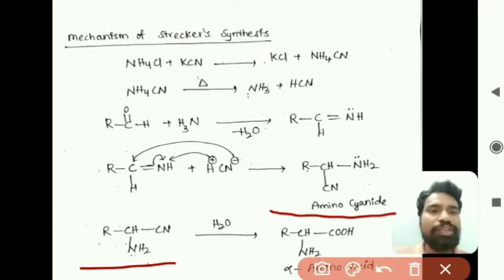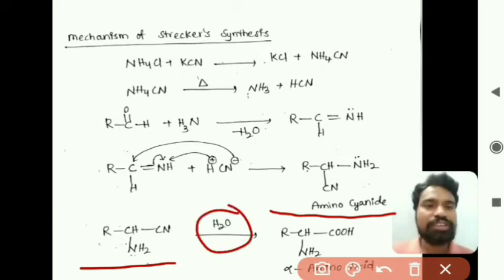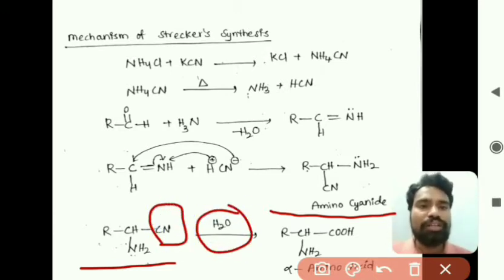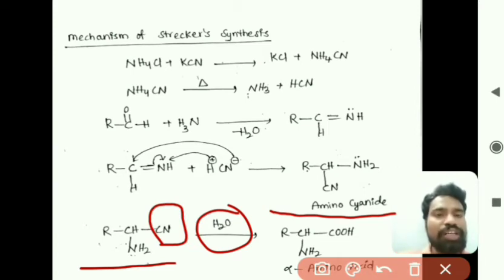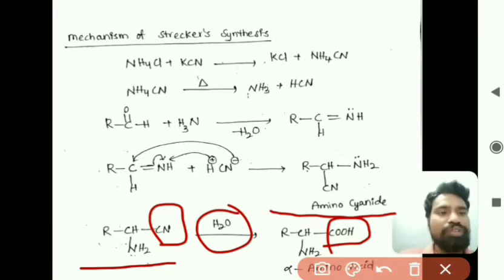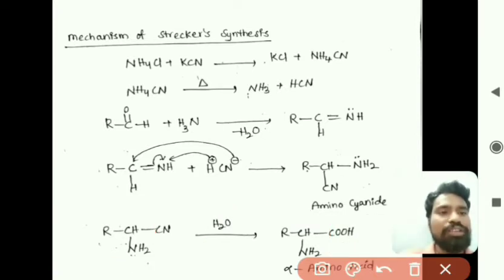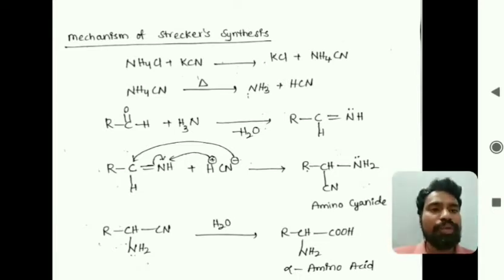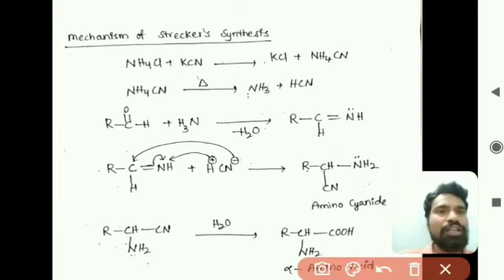The amino cyanide formed in this step will undergo hydrolysis. When it undergoes hydrolysis, the cyanide group becomes a carboxylic acid group, so that the amino acid is derived. So here we prepared the alpha amino acid. This is the reaction mechanism of Strecker synthesis.